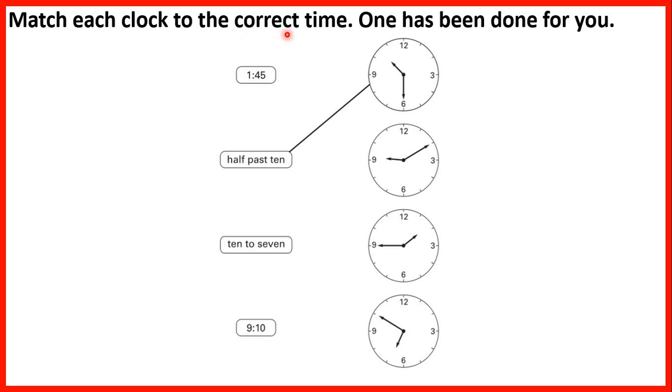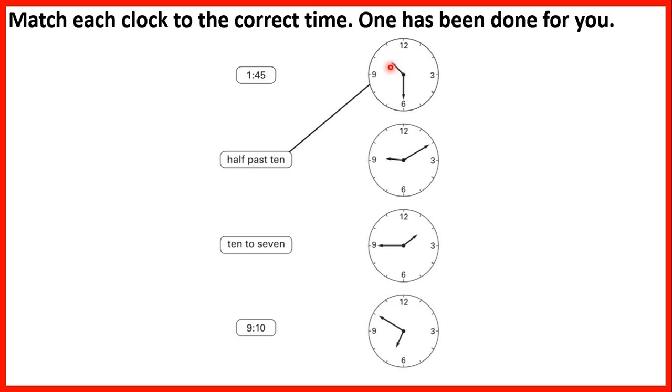Match each clock to the correct time. One has been done for you. So this clock here shows 10:30, because we can see that the hour hand, the short hand, has gone past 10, and the minute hand, the long hand, is on the 6. And if the minute hand is on the 6, then it's 30 minutes. That's because we multiply the minute hand number by 5, and 6 times 5 is 30.